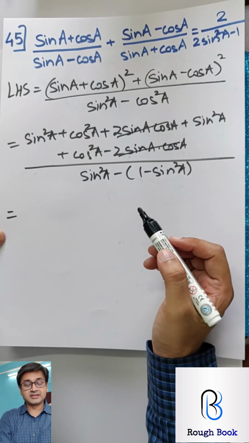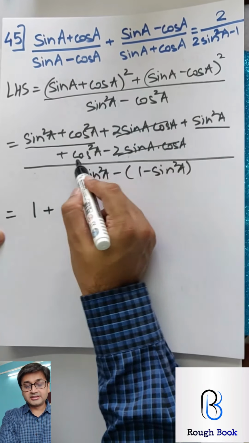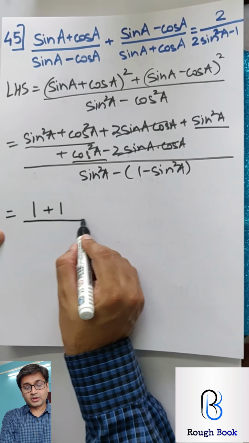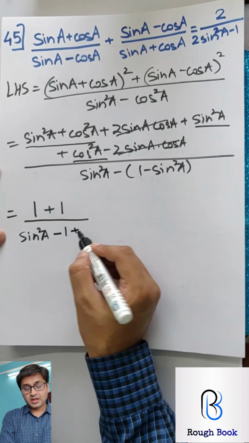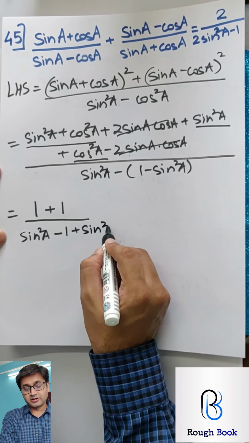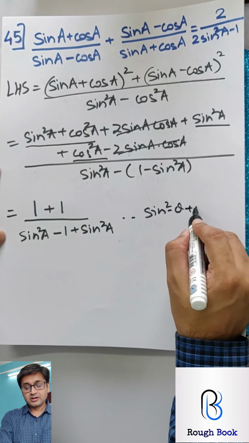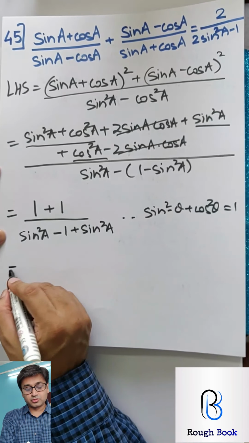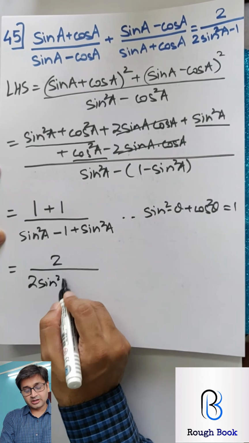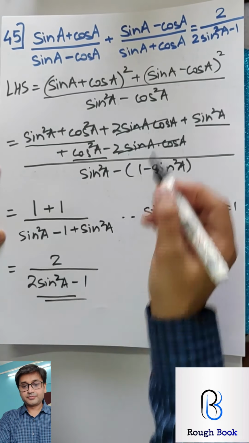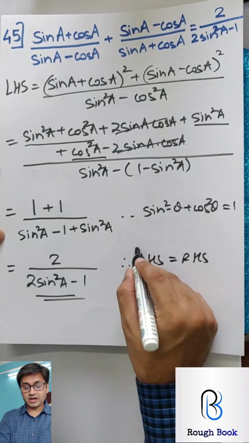So I can straight away cancel this. Sine square plus cos square is 1. Again, sine square plus cos square is 1, upon sine square A minus 1, and minus minus plus. Don't forget to change the sign. I'm writing the reason here: sine square theta plus cos square theta equals 1. So 1 plus 1 is 2 sine square, so 2 sine square minus 1. There you go. And therefore your LHS is equal to your RHS.